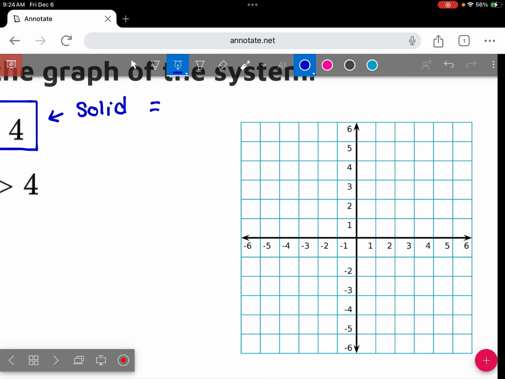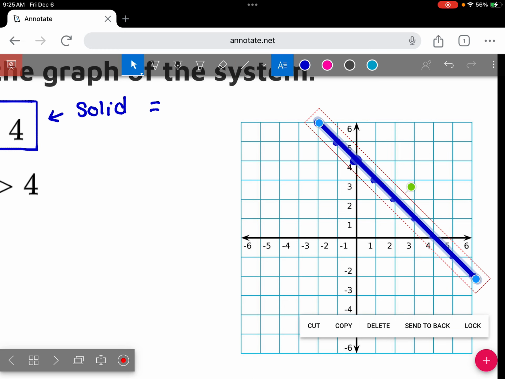So where are we going to start? Positive 4. How am I going to find my next point? Up and to the left is absolutely valid. We can go up 1, left 1, up 1, left 1, or we could go right 1, down 1, right 1, down 1. Plotting up our points. The more points you put, the easier it is to connect them up accurately using a line.